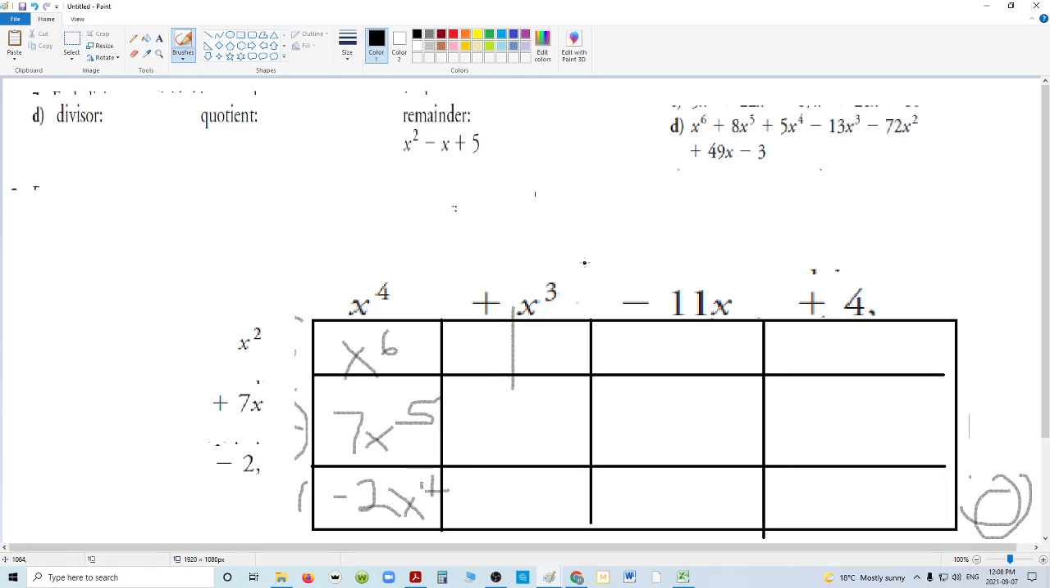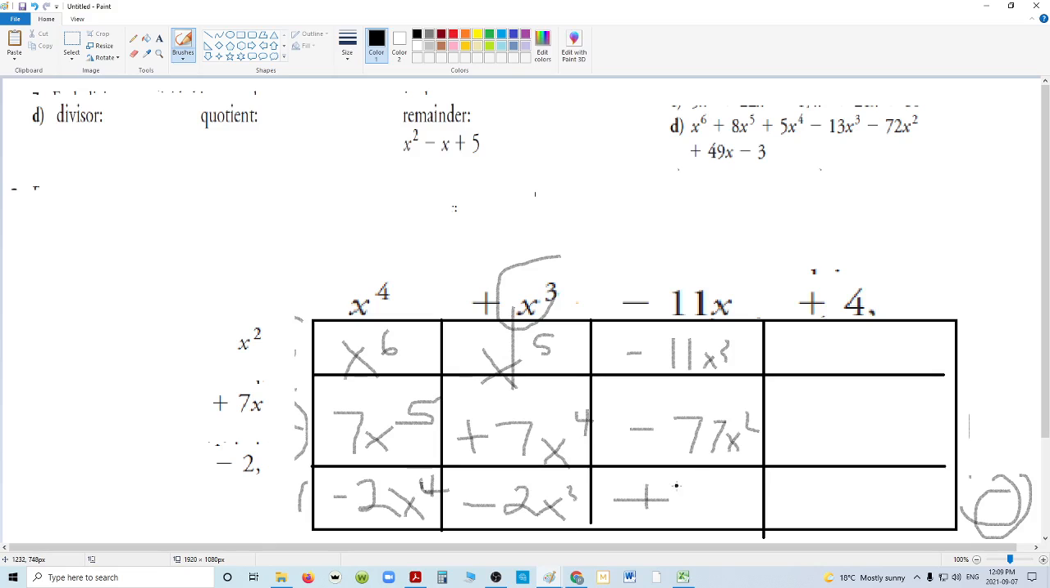And then you just continue. X cubed times x squared, x to the 5, plus 7x to the 4. This was to the 4. So long as you don't get your coefficients wrong, it should work out. Minus 2x cubed, minus 11x cubed. And then minus 77x squared.